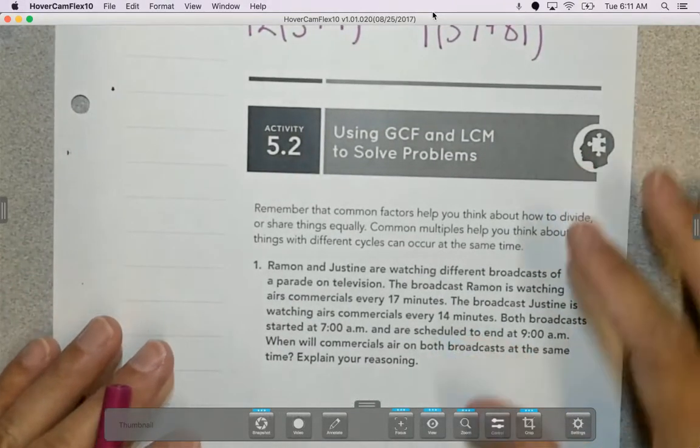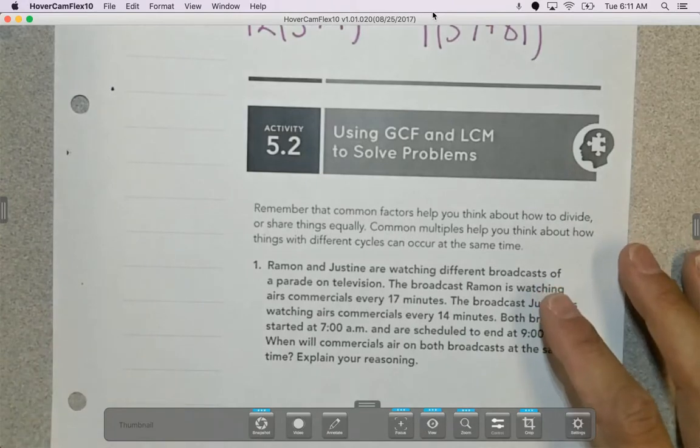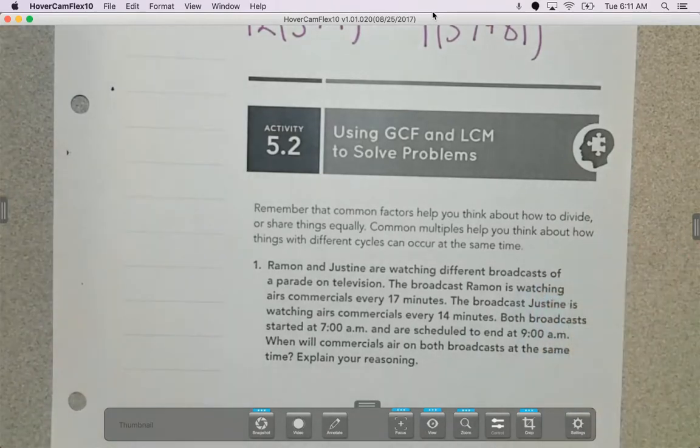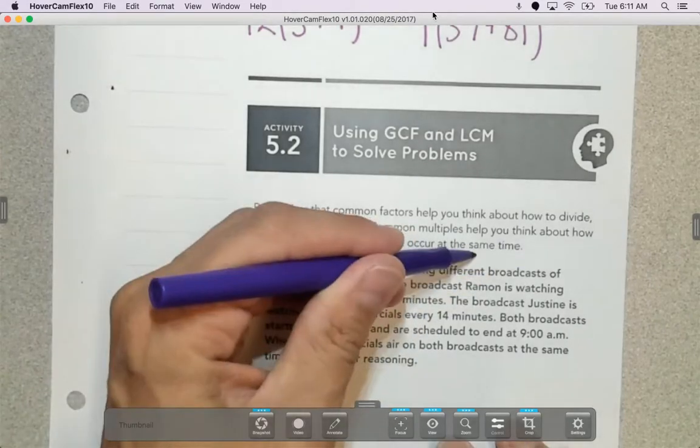Activity 5.2, using GCF and LCM to solve problems. Remember that common factors help you think about how to divide or share things equally. Common multiples help you think about how things with different cycles can occur at the same time.